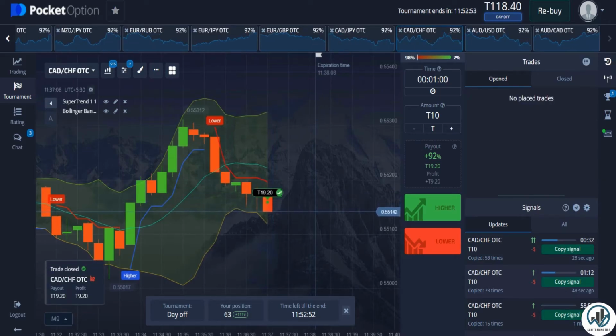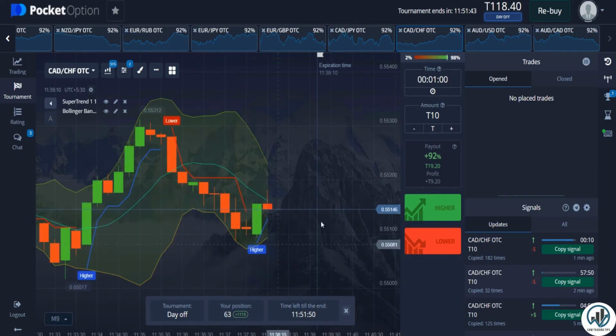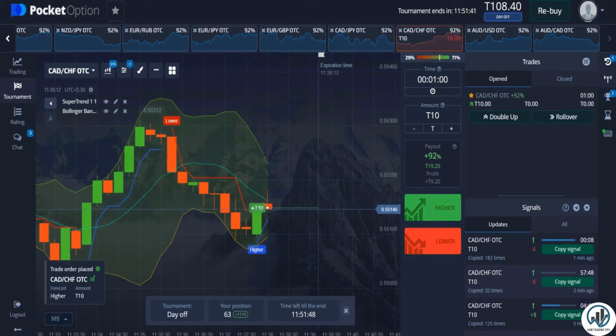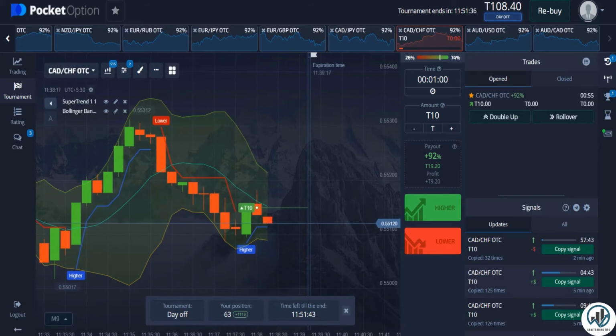Here we have won this trade. So let's wait till we get another perfect trade setup. Here is a perfect buy trade setup as per our trading rules, because here the candle touches the lower Bollinger Bands line and after that Supertrend buy signals are received. So let's now see whether this trade gives us profit or loss.